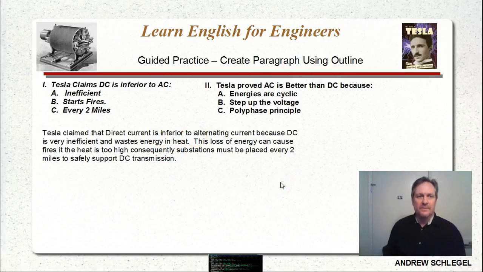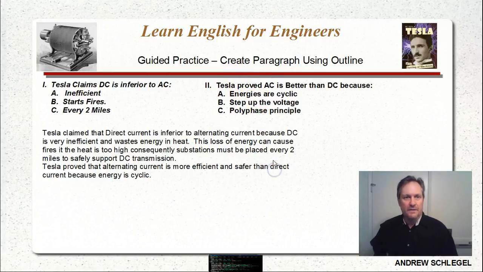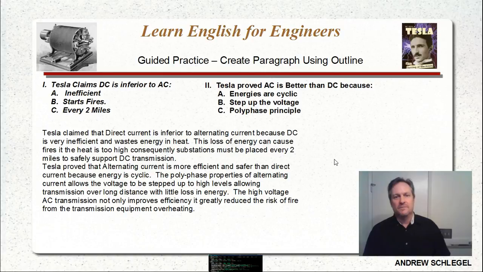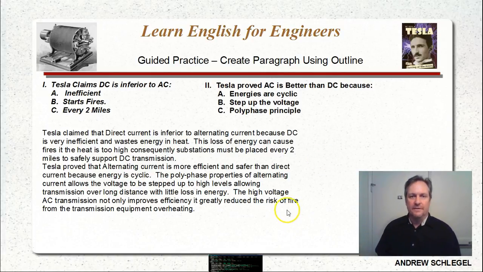Similarly, we can do the same thing with the AC side, and in the end, maybe we get something like this. Tesla proved that alternating current is more efficient and safer than direct current because energy is cyclic. The polyphase property of alternating current allows the voltage to be stepped up to high levels, allowing transmission over long distances with little loss of energy. Great. High voltage AC transmission not only improves efficiency, it greatly reduces the risk of fire from transmission equipment overheating.